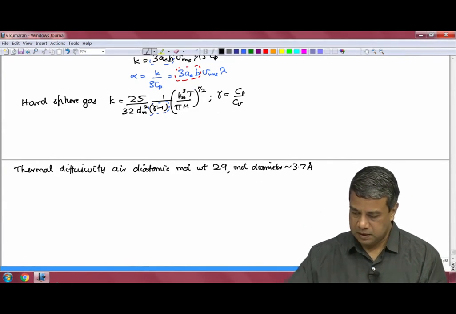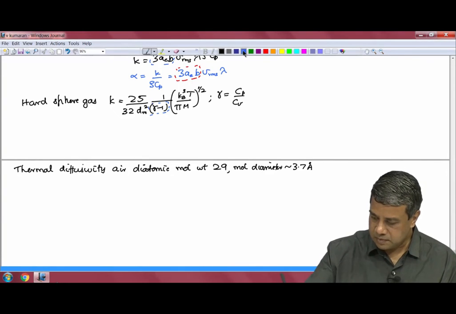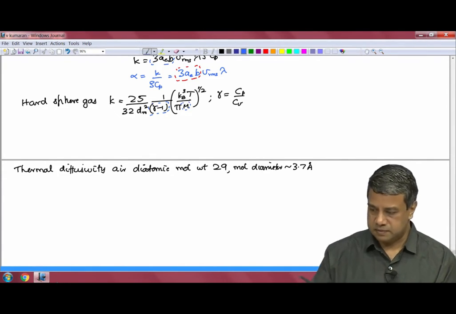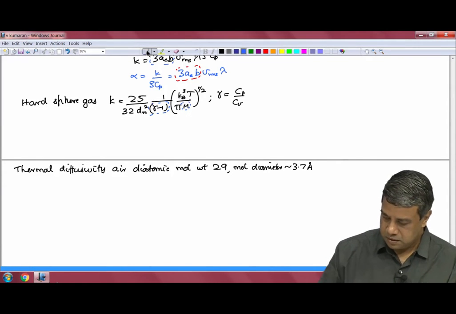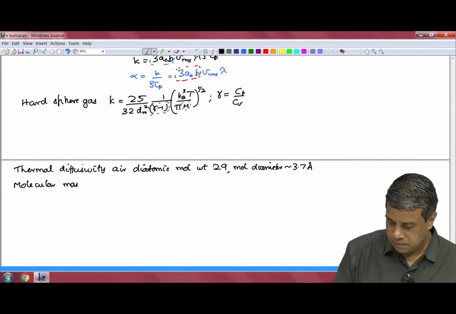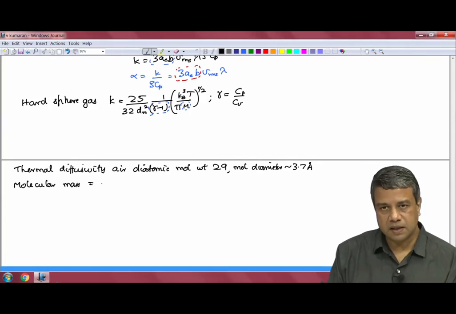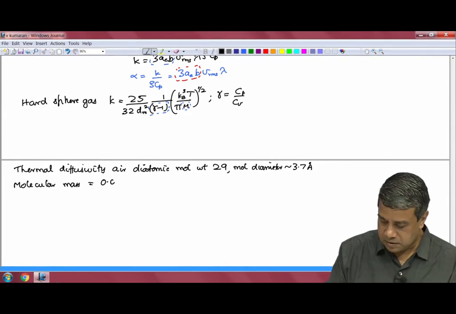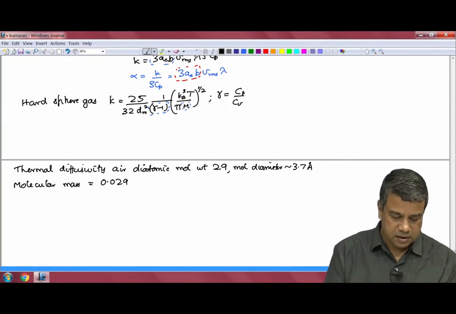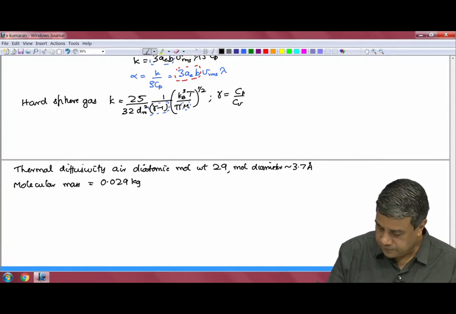So, now I need to find out the molecular mass, the molecular diameter is given, and the ratio of specific heats. So, the molecular mass is 29 grams, or 0.029 in kilograms, divided by 6.023 into 10 power 23 moles.